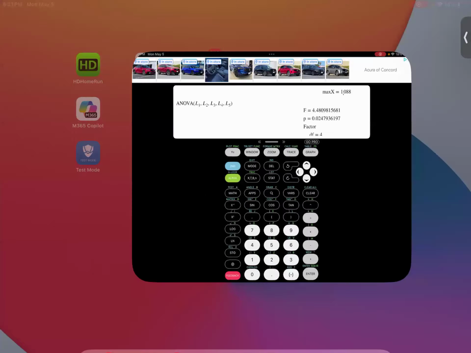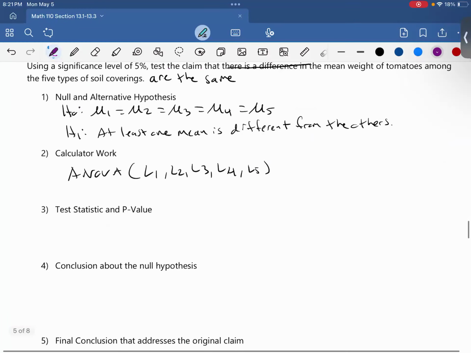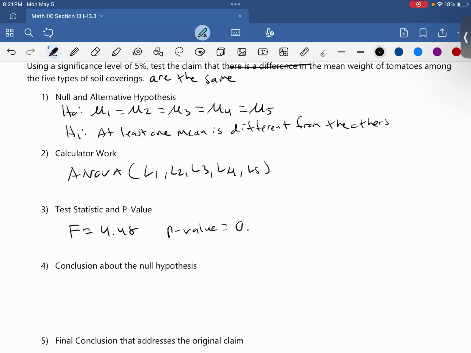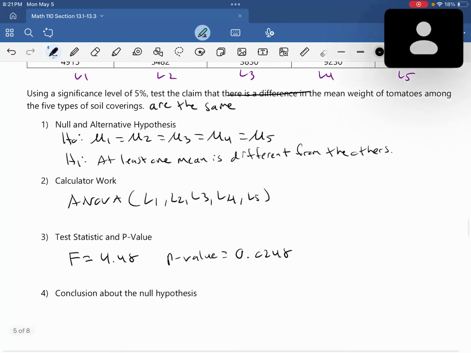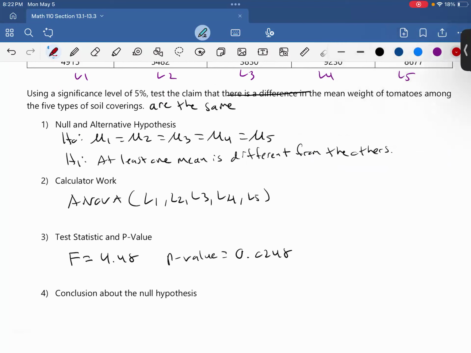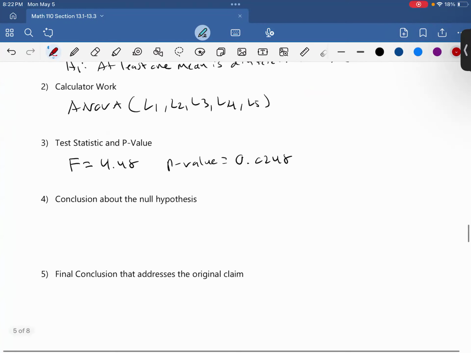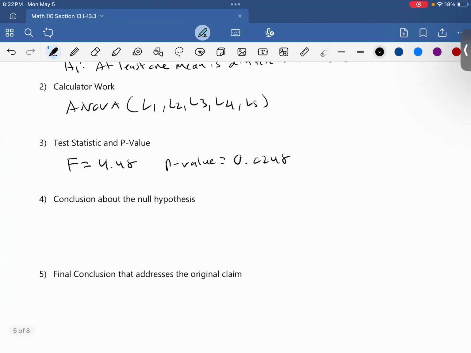So let's write this down. So we have F being 4.48 and our p-value being 0.0248. Excuse me, one thing I forgot to write is claim or equal. Okay, so conclusion about null hypothesis. This is where we compare our p-value and compare it to our alpha.